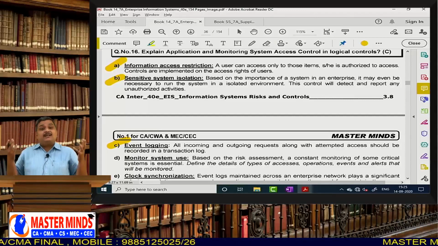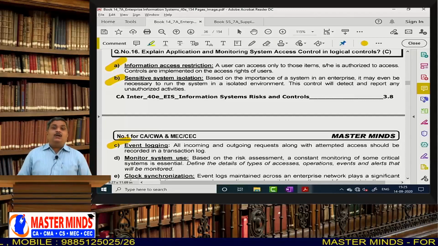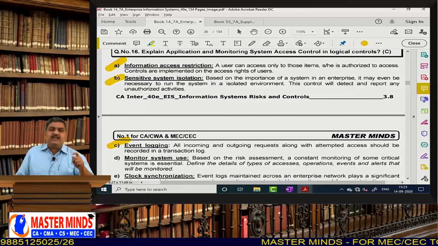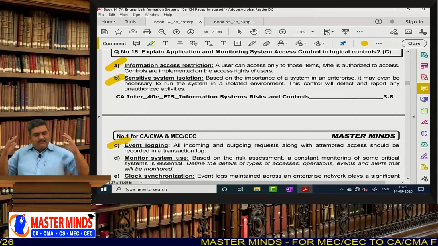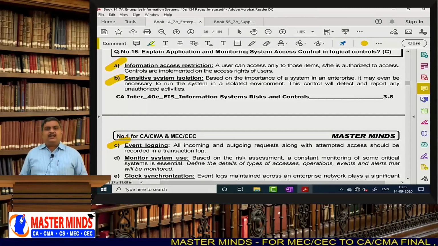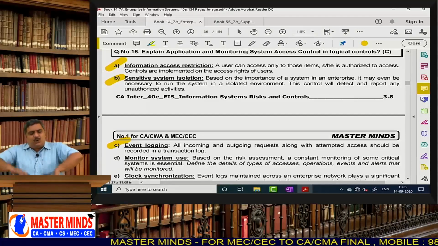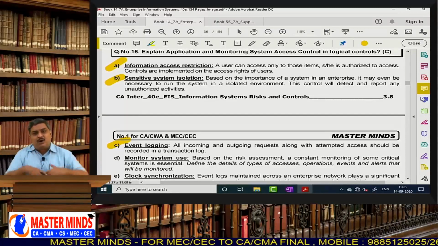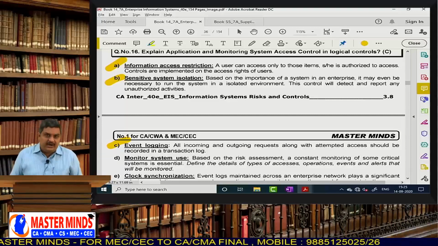So, as a case of detective control, you should log, you should record the activity of all the people. That means whatever you do, how many mouse clicks you did, what you have opened, what you have closed, at what time you have opened, at what time you have closed, what you have accessed, what you have deleted, what you have modified, everything should be logged in.